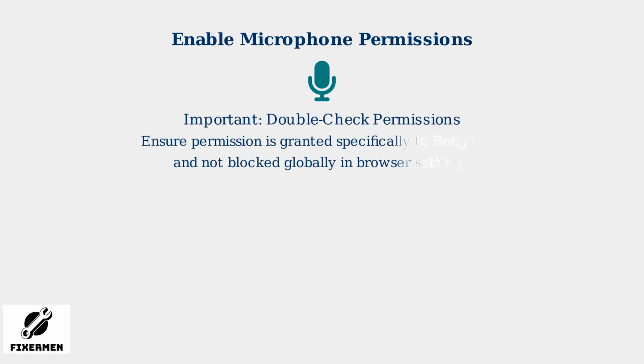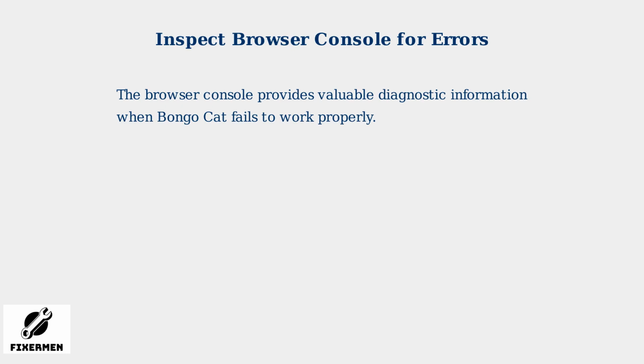Finally, double-check that microphone permission is enabled specifically for Bongo Cat and not blocked at a global level in your browser's privacy settings. This ensures the extension can properly access audio input. The browser console can provide valuable clues about why Bongo Cat is failing. This built-in developer tool shows error messages and diagnostic information that can help identify the problem.